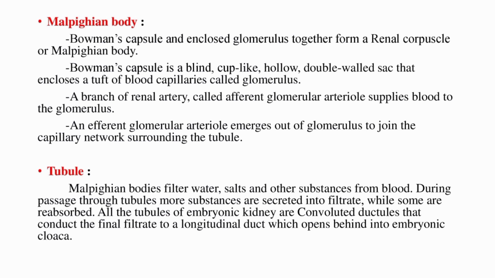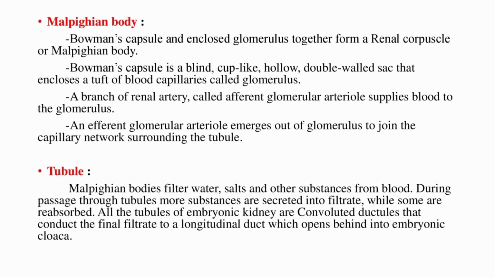Bowman's capsule and enclosed glomerulus together form a renal corpuscle or Malpighian body. Bowman's capsule is a blind, cup-like, hollow, double-walled sac that encloses a tuft of blood capillaries called glomerulus. A branch of renal artery called afferent glomerular arteriole supplies blood to the glomerulus. An efferent glomerular arteriole emerges out of glomerulus to join the capillary network surrounding the tubule.